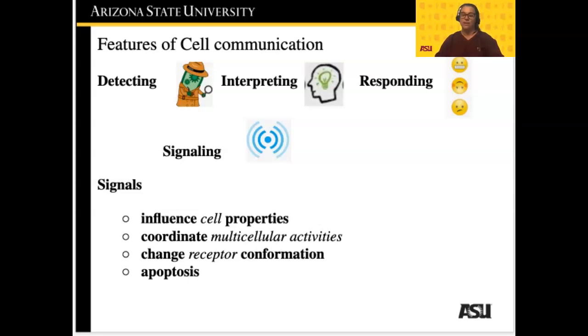Signals are often used to influence properties of cells, both internally and externally. They're used to coordinate the activities of multicellular organisms, to change the conformation of a receptor, and can even lead to apoptosis or cell death.